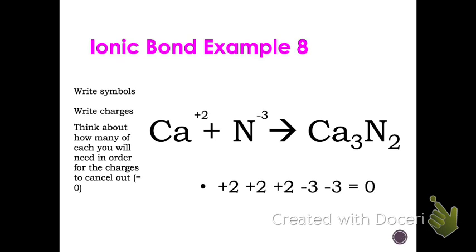So we can show that here. Each of the calciums is +2. So here's my 3 calciums. Here's my 2 nitrogens with a charge of -3. So it's +6 and -6. That's going to be equal to 0, right? So the name of this one is calcium nitride. Any questions about how to do that?